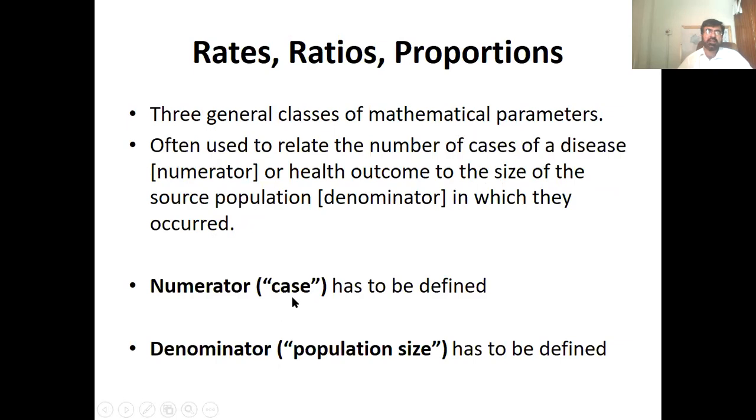Numerator has to be defined. There must be a clear-cut definition of case, that is numerator. And denominator must also be defined. What is the population out of which you are taking the cases? So these definitions are most important so that you can understand from where you have taken the case and what is the population size where these cases, the numerator, occur.